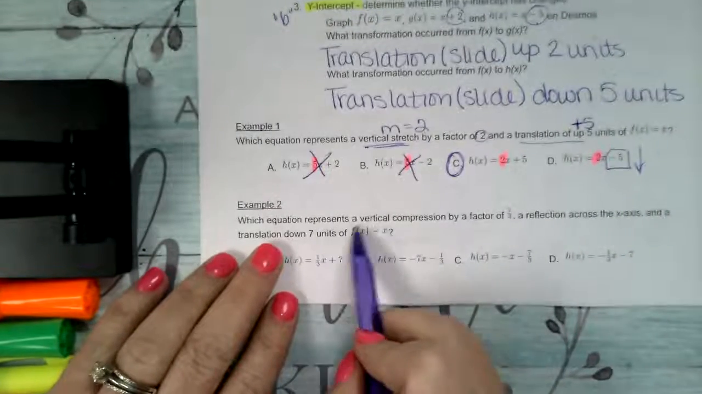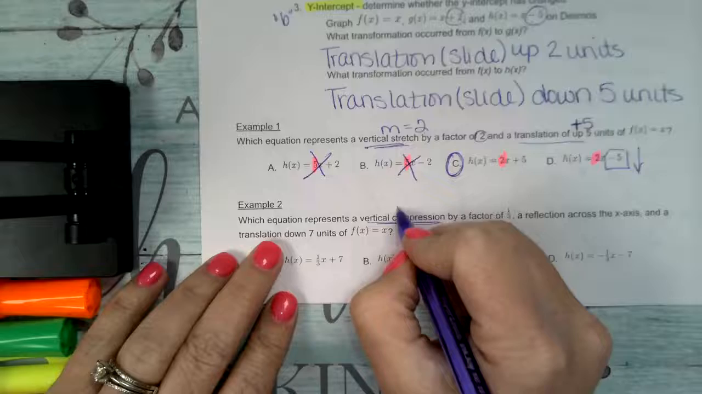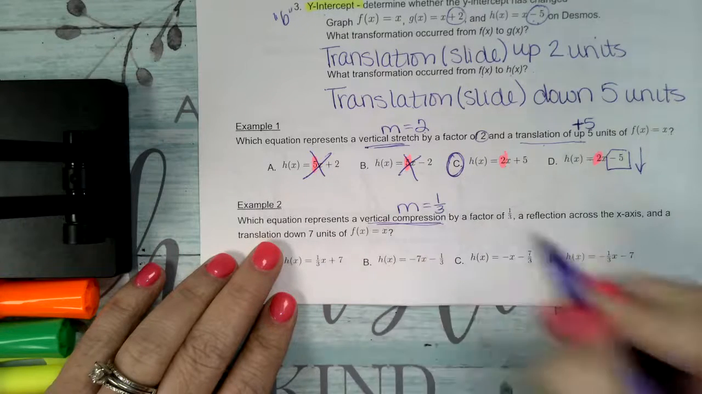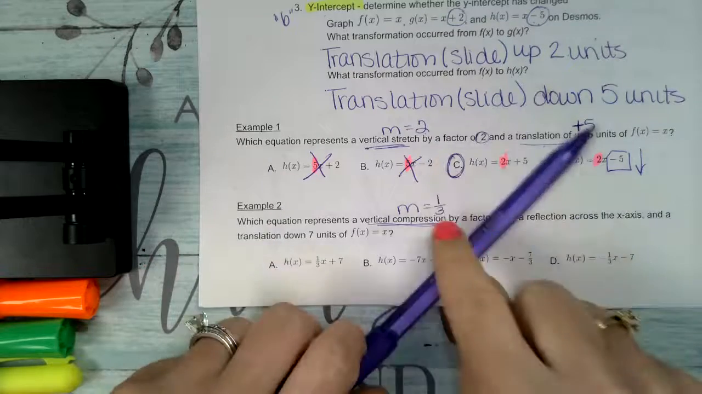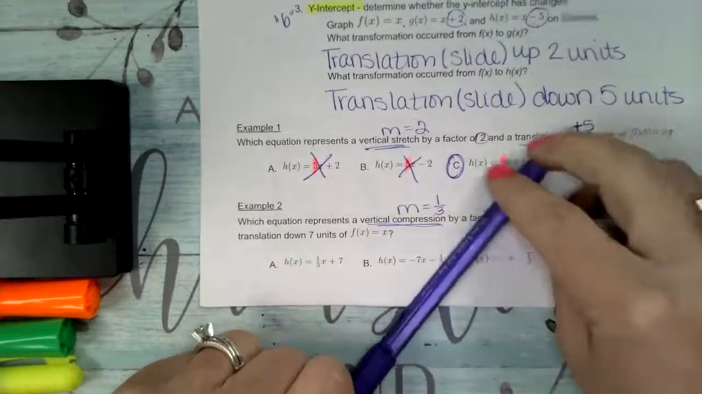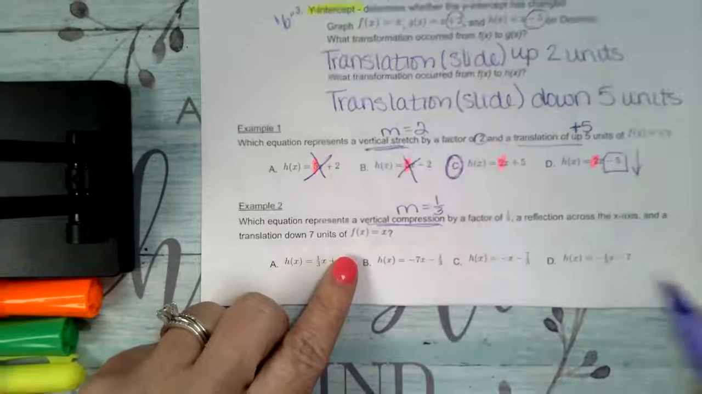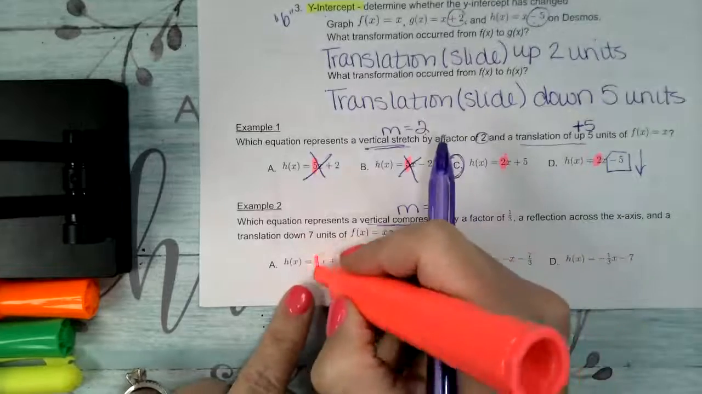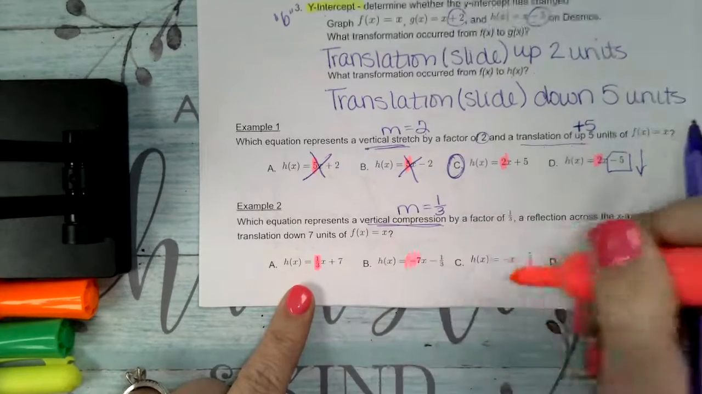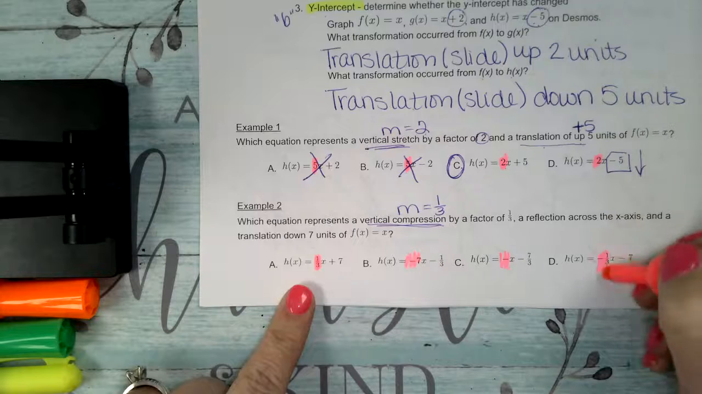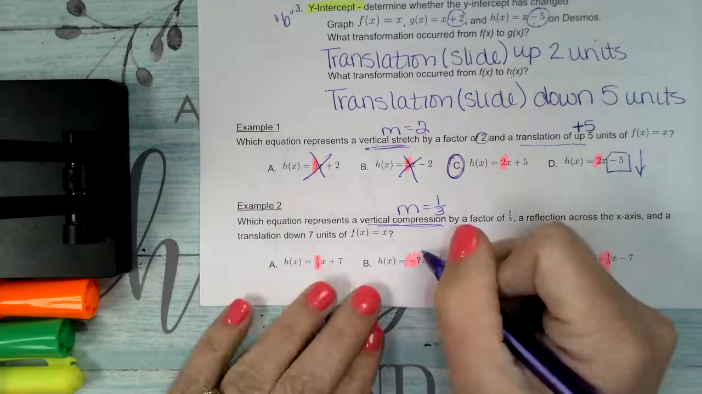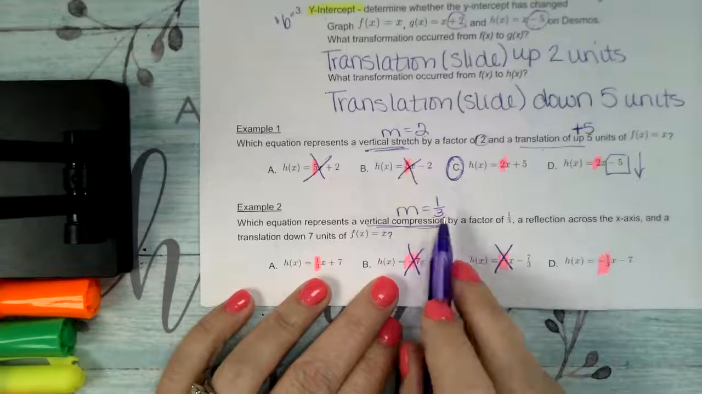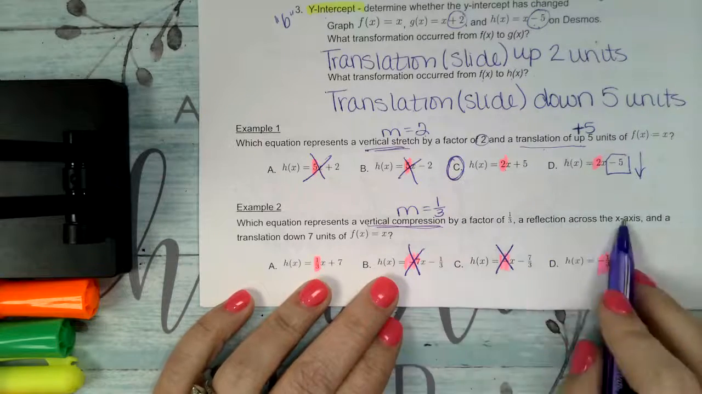All right, example number 2. Which equation represents the vertical compression? Again, you're talking about the slope by a factor of 1/3. So I know my slope is 1/3. It's getting flatter because it's a fraction. They both have an f, so I know my m has to be 1/3. As I look at my m's, this one's 1/3. This one's -7. This is -1. And this is -1/3. So I know it cannot be B and it cannot be C because my slope has to be compressed by 1/3.